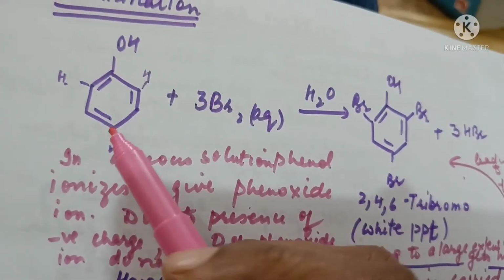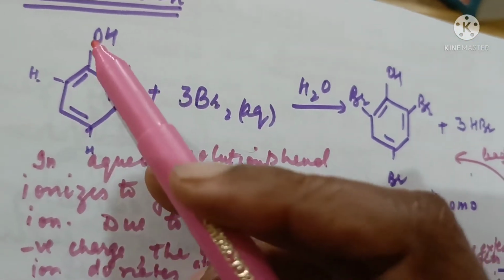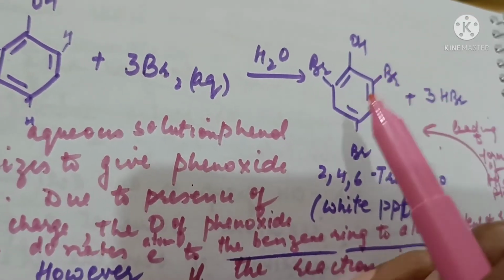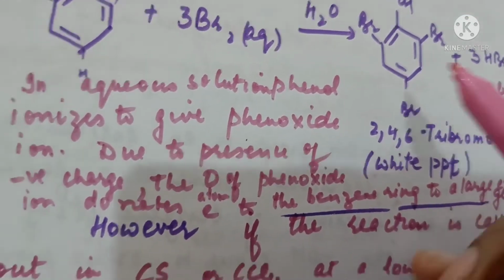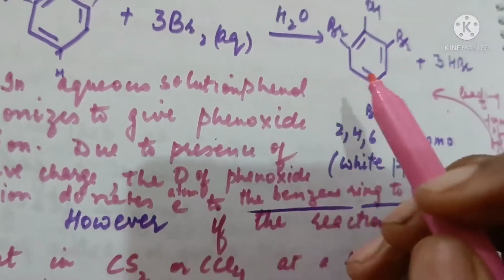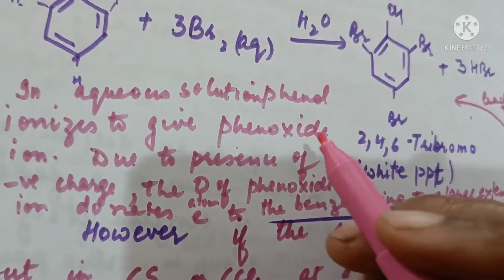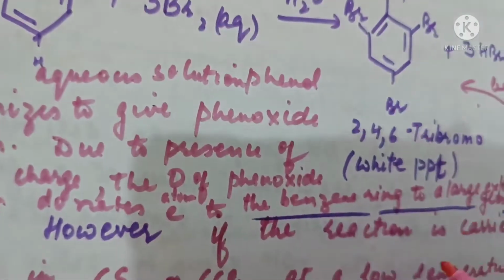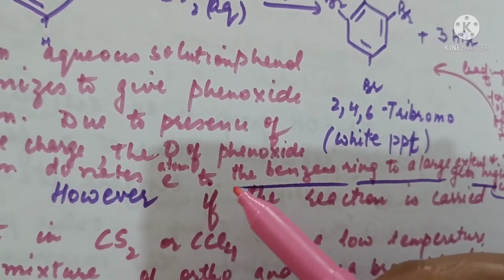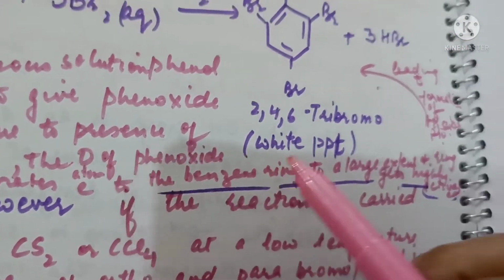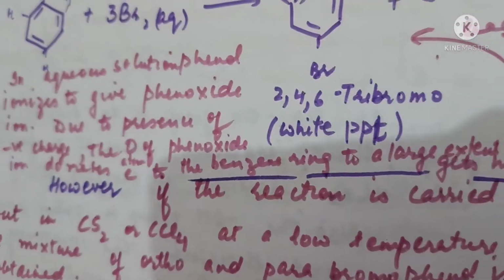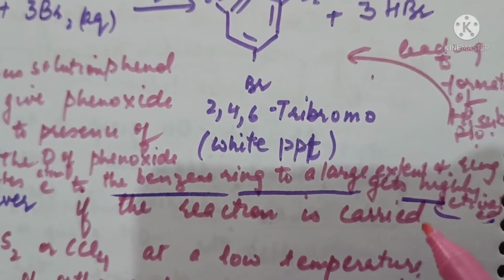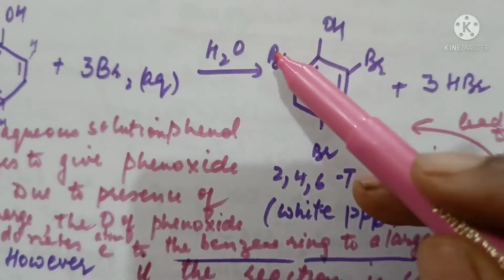The first reaction is bromination. When phenol is made to react with aqueous bromine or bromine water, 2,4,6-tribromophenol is formed. This is because in aqueous solution, phenol will ionize to give phenoxide ion, and the negative charge on the oxygen atom makes this benzene ring electron rich. Because of the presence of negative charge, the electrons are donated to the benzene ring to a larger extent, and it gets highly activated and then highly substituted.